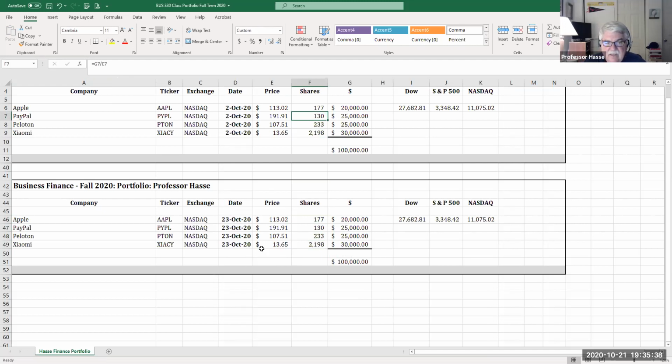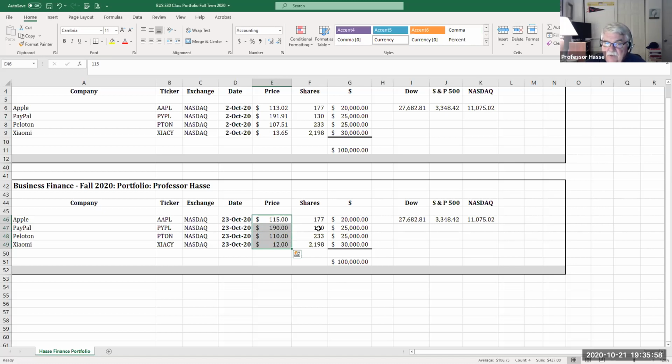And now let's say Apple Computer goes up to $115 on Friday. This is hypothetical. Let's say PayPal goes down a couple of dollars. Let's say Peloton goes up to $110 and Xiaomi goes to $12. So those are the prices as of Friday.